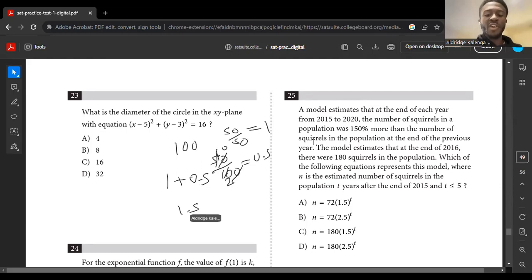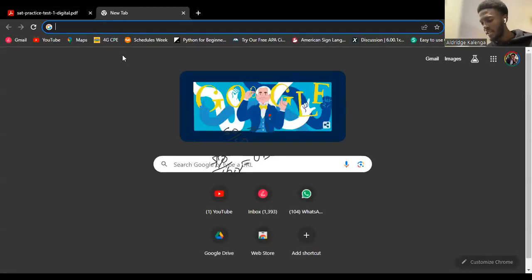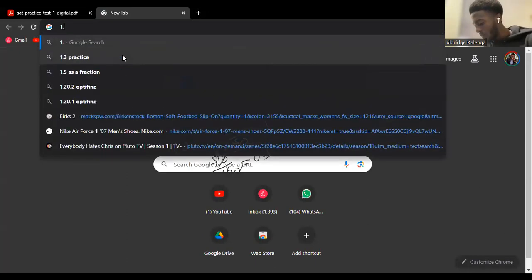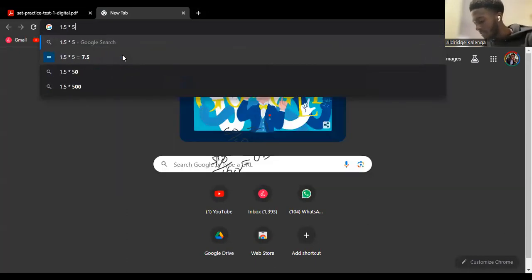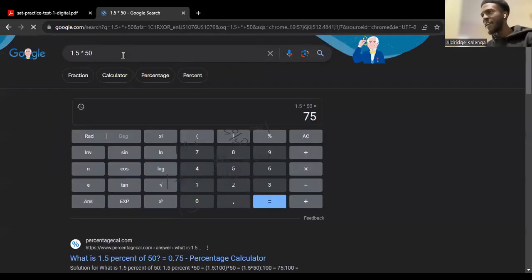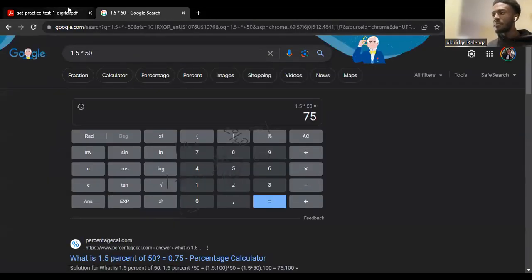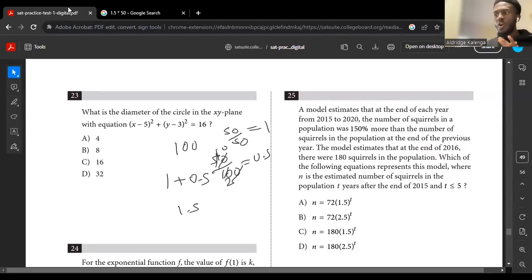So if you want, you guys can calculate on your calculators. What's 1.5 times 50? Actually, let me do it here so you guys can see my screen, right? Yeah. Let's calculate. 1.5 times 50. Boom. You see that is 75, right? So 1.5 means 50% more.